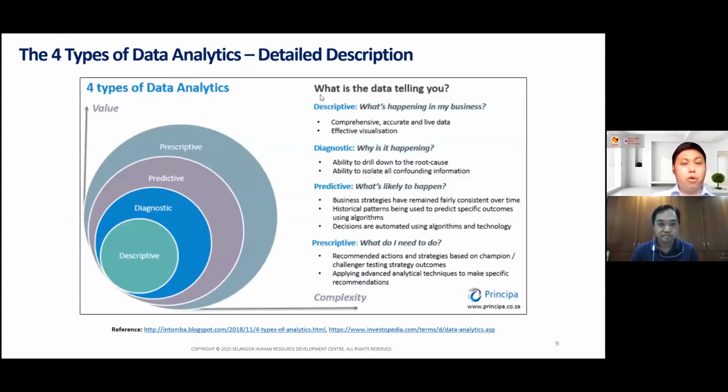So therefore, we talk about the 4 types of data analytics, right? The first step is always descriptive, basically what is happening. Diagnostic, why is it happening? Predictive, what is likely to happen? And prescriptive is what do I need to do, right?